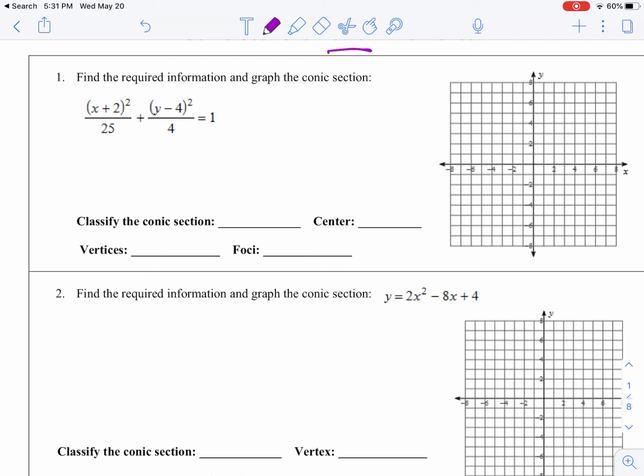All right, to identify the conic section, I see that there's two things squared. So as I'm choosing between parabola, ellipse, circle, and hyperbola, it's not a parabola since the x and the y are both squared. It's not a hyperbola because there's a plus sign. It's not a circle because these coefficients are different. And so I would pick ellipse.